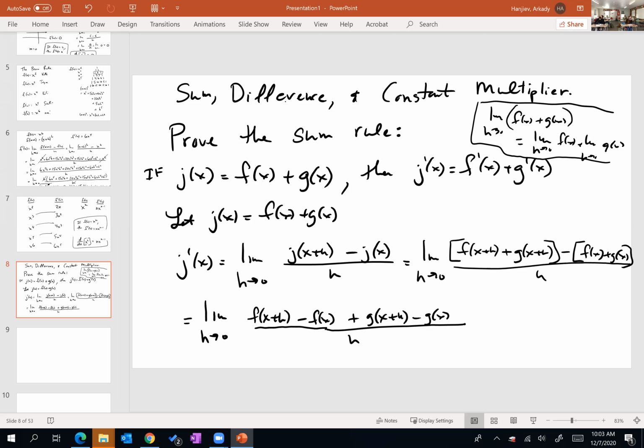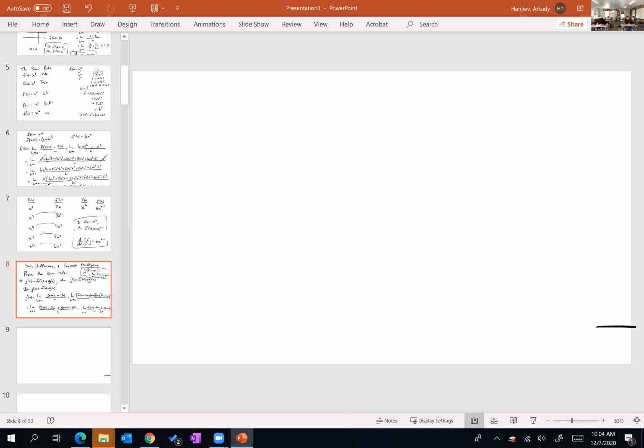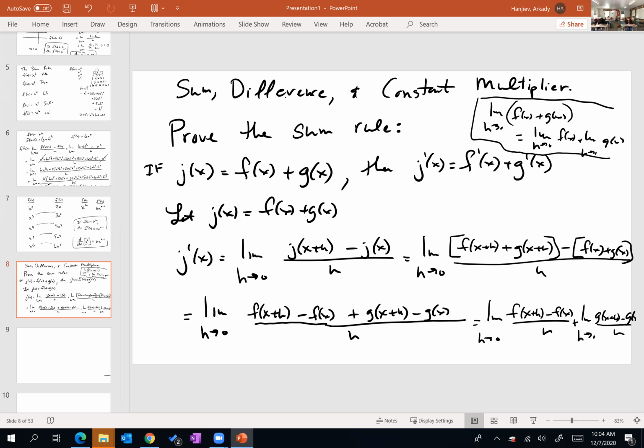Okay, so with this, I'm going to do two different pieces here. I'm going to go like this: limit as h goes to 0 of this first function plus the limit as h goes to 0 of this second function, g of x plus h minus g of x over h. Sorry, a little chicken scratch at the ends. Okay, I was able to split them up into two different pieces.